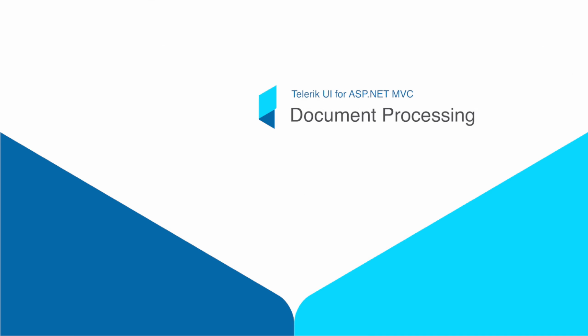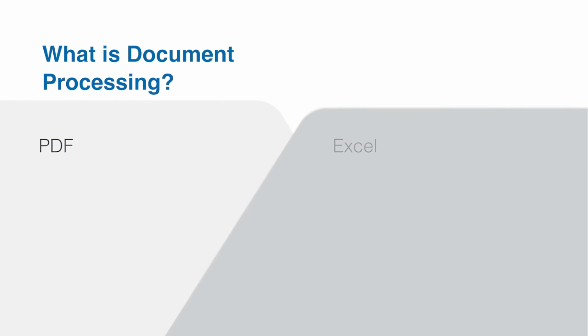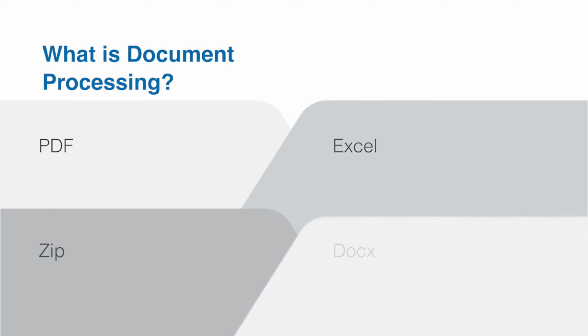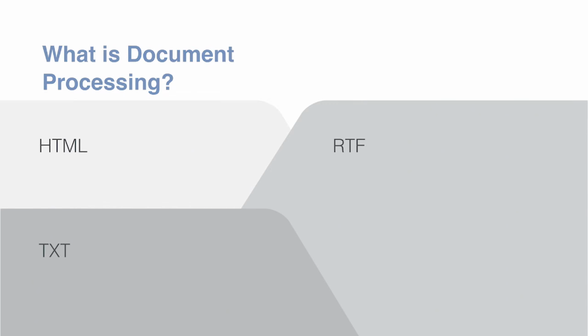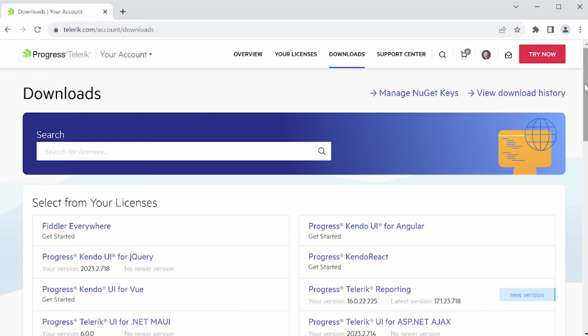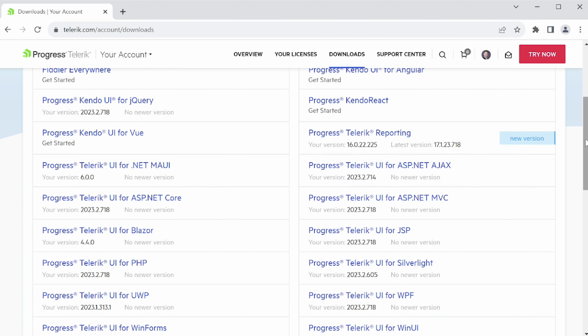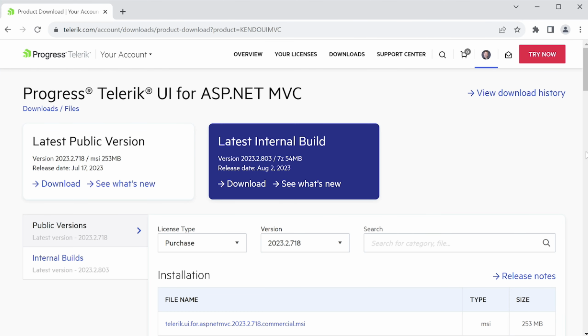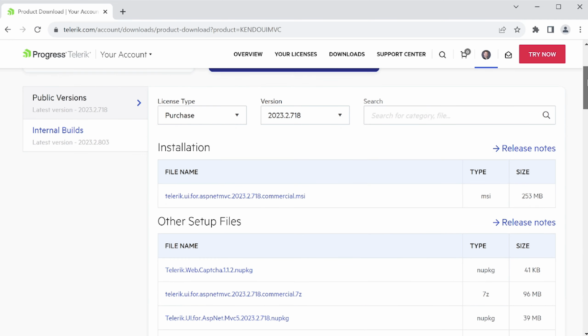Your ASP.NET MVC application can tap into document processing, which is a powerful set of tools to process PDF documents, spreadsheets, zip archives, Word documents, HTML files, rich text files, text files, and more. Document processing libraries can be downloaded as extra NuGet packages from your Telerik NuGet feed. You can also download them from the downloads in your account.